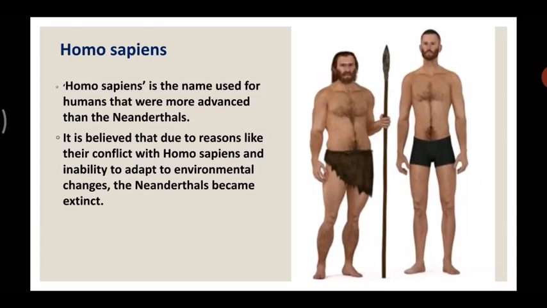The Neanderthal and the Homo sapiens were neighbors for some time in Europe. That means they were staying close by. It is believed that due to reasons like conflicts or fights with the Homo sapiens and the inability to adapt to changes in the environment, the Neanderthals became extinct. So what happened? There was some conflict, or they did not adjust to the climate. Then the Neanderthals became extinct.